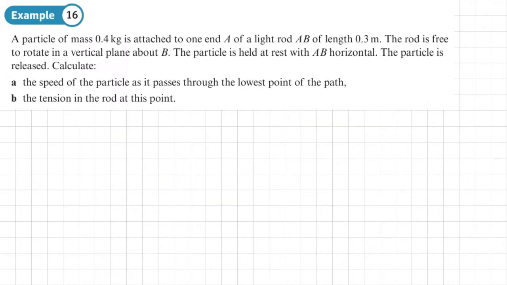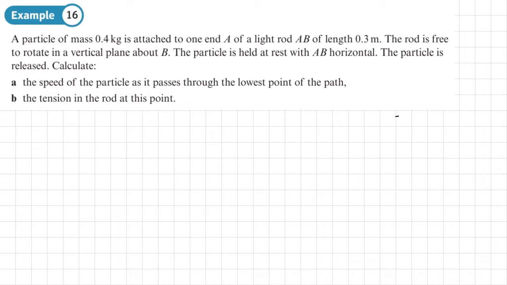Example 16. A particle of mass 0.4 kg is attached to one end A of a light rod AB of length 0.3 meters. The rod is free to rotate in a vertical plane about B. The particle is held at rest with AB horizontal. The particle is released, and there's a couple of things here we need to calculate.